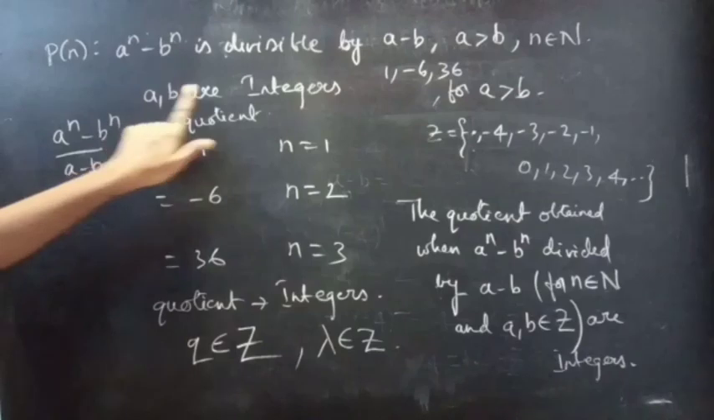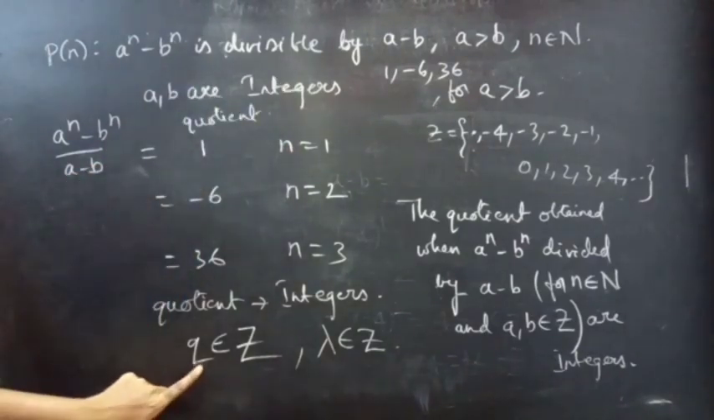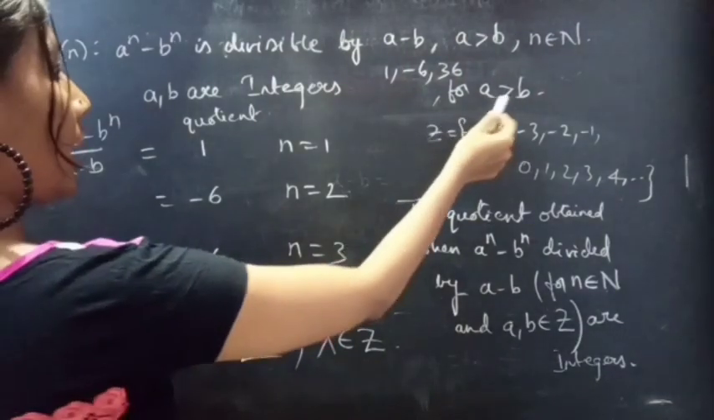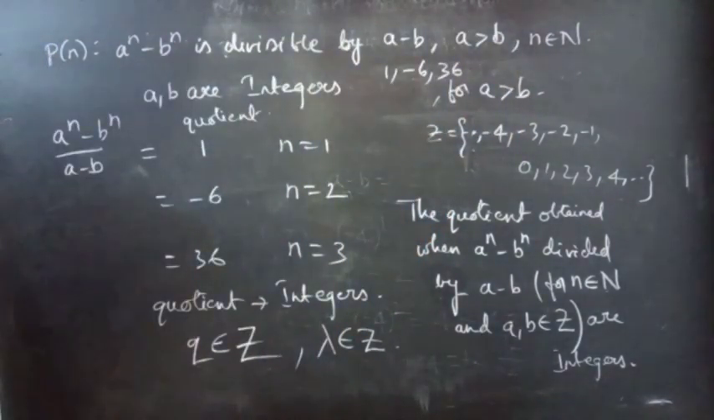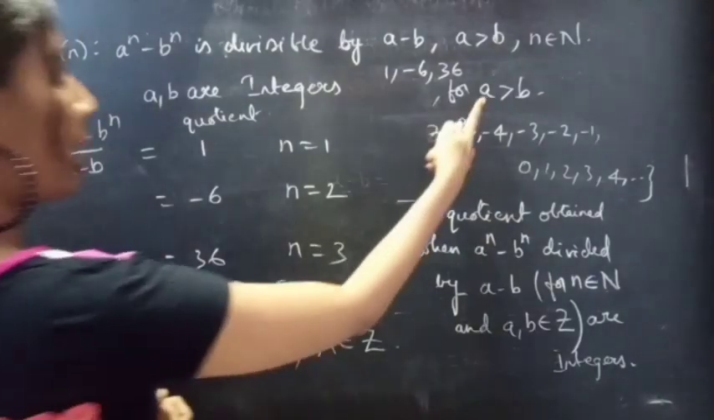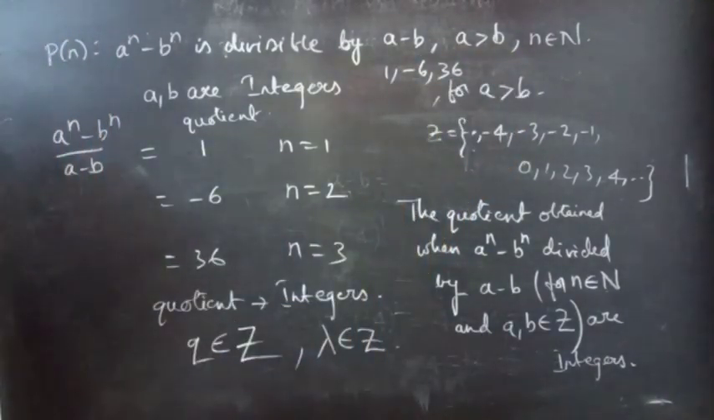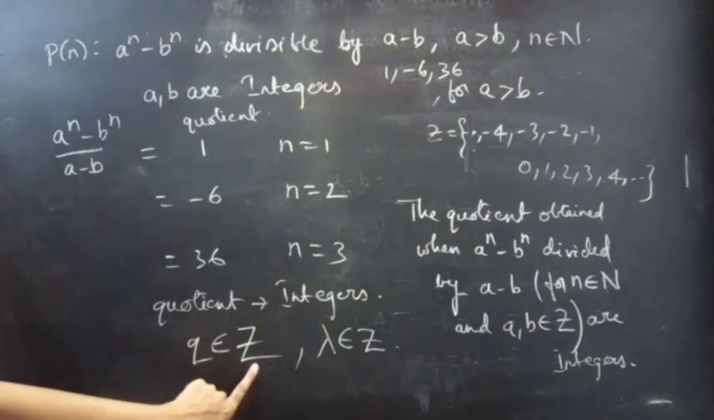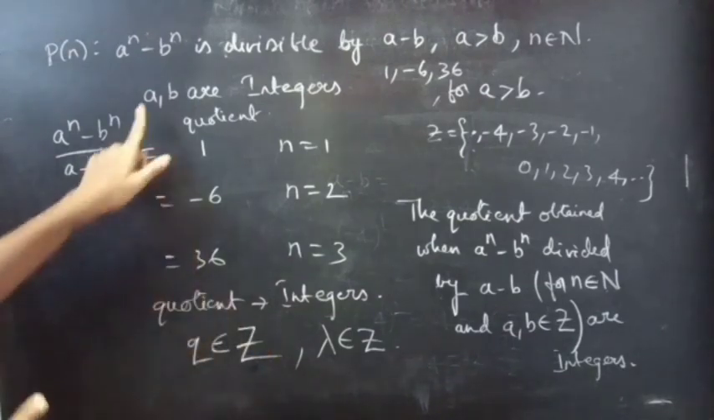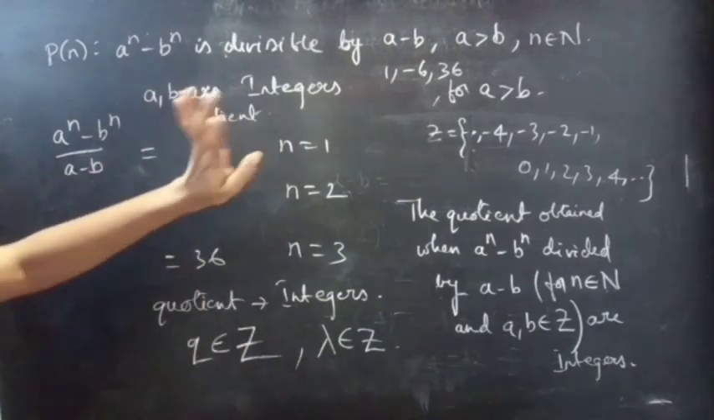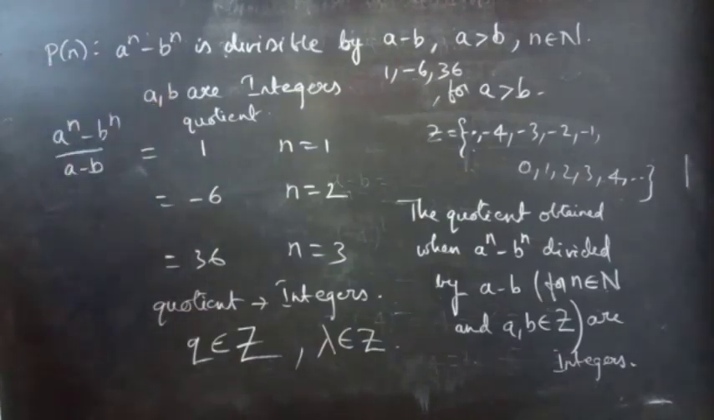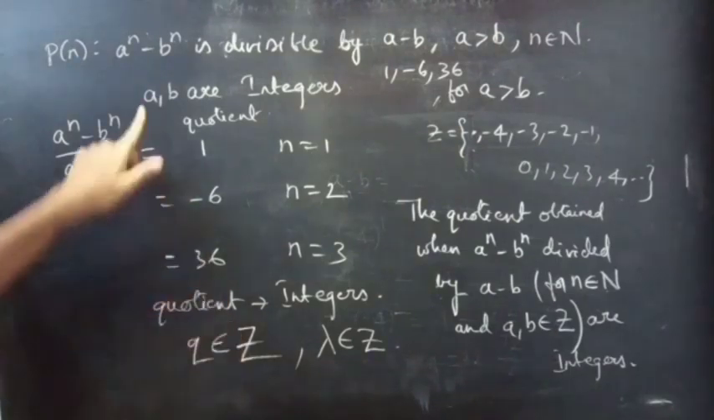Okay? When a, b are integers, then the quotient obtained will belong to integers, provided a is greater than b. You have to choose a which is greater than b. If you see Q belongs to Z in any textbook, then a, b must be integers. And if you see Q belongs to natural numbers in any textbook, then a, b must be natural numbers.